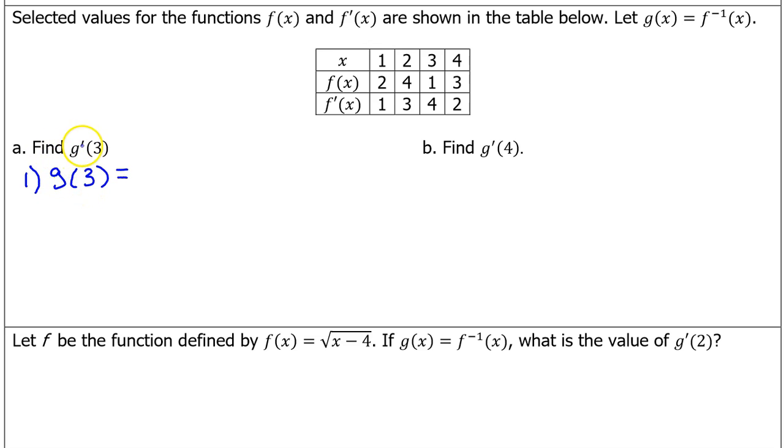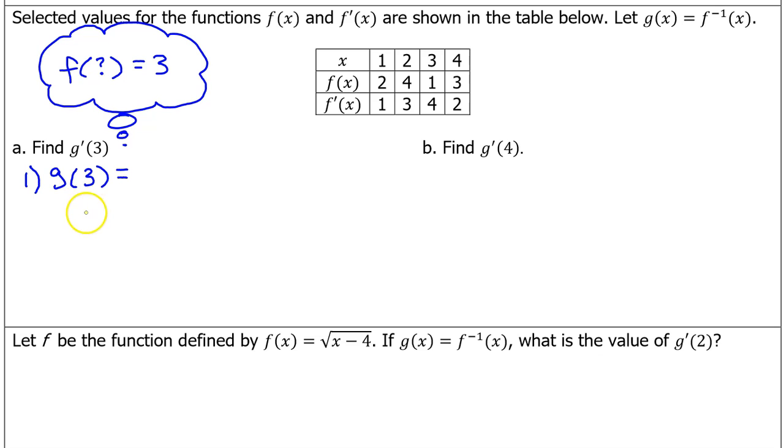Step 1 is to take away the prime and just find the inverse at 3. In AP Pre-Calculus, we learned that to evaluate the inverse at 3, you ask yourself f at what is equal to 3. On the table, we can see that f at 4 is equal to 3. So the inverse at 3 must equal 4.